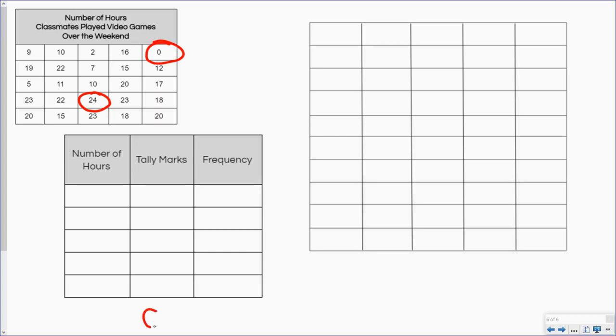If I take 0 to 24, that's actually 25 numbers. And I have 1, 2, 3, 4, 5 spaces. 25 divided by 5 would be 5. So I'm going to have a range of 5 numbers. So if I start at 0, 5 numbers would be up to 4, because I'd have 0, 1, 2, 3, 4. That gives me 5 numbers.